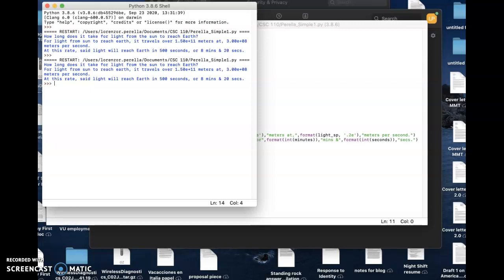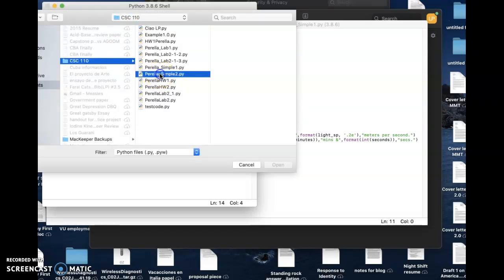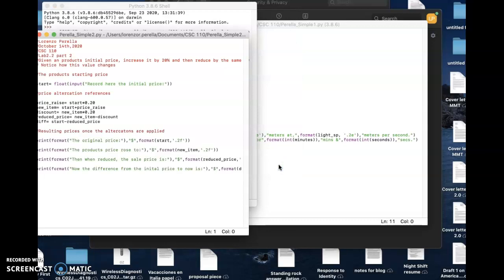The second part of this is to show the discount price of any type of item in a store. Now for this one, what we're doing is we're giving an initial price, and we're first going to increase that price by 20%, and then take that price, decrease it by 20%, which is the discount, and then we're going to see the difference between the initial price we got and the final changed reduced price, or discount price, as it is.